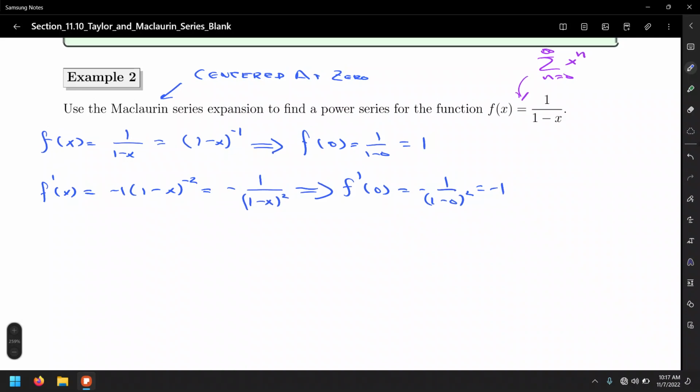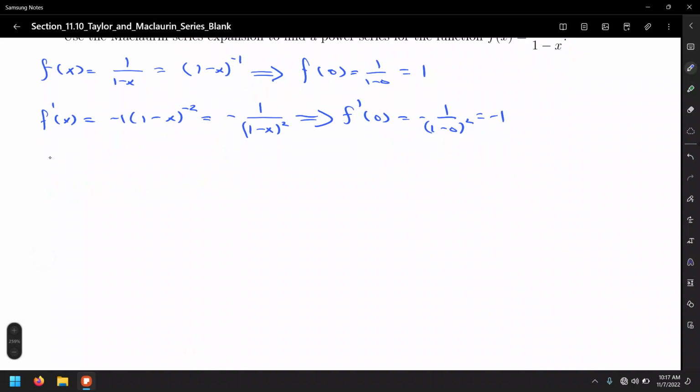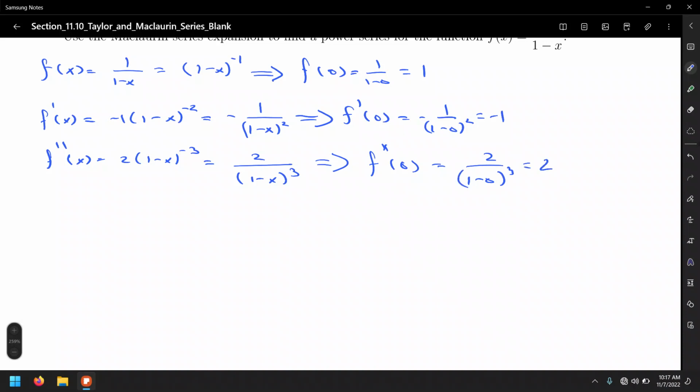And then f double prime, that's positive 2 times 1 minus x to the negative 3, and that's a 2 over 1 minus x to the third power. Well, actually this is positive. And the second derivative, evaluated at 0, that's a 2 over 1 minus 0 cubed, which is 2.